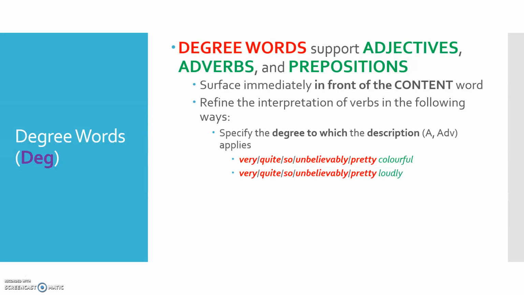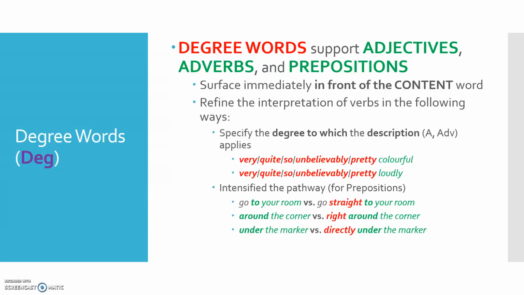Same kind of idea with the adverbs, like loudly. If we want to indicate how loudly we're talking, we use a degree word, quite loudly, unbelievably loudly. For prepositions, it's a slightly different set of degree words. For prepositions, we're intensifying the pathway indicated by the preposition phrase. So we have a phrase like to your room. A preposition phrase, to your room. If I said go to your room, that is a pathway I want you to take. I could intensify that pathway by putting right in front of the preposition one of these degree words. I could say go straight to your room.